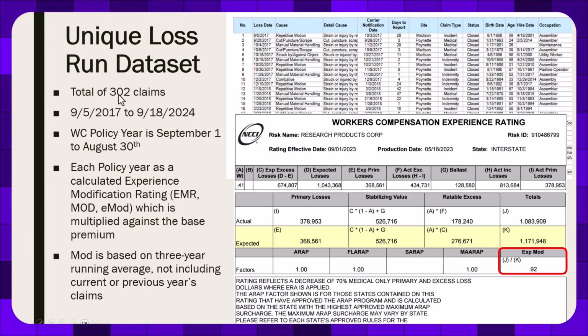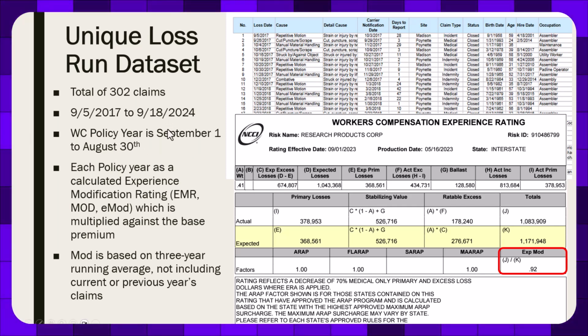This data set contains 302 claims running from September 5th of 2017 through September 18th of 2024. So is that 7 years, I believe? Yeah, I think. The work comp policy year is September 1st to August 30th. And so sometimes I do things both calendar and policy year. We'll probably just do everything policy year for this project. I may in my videos also do a calendar year because sometimes things are expressed from a calendar perspective. But I think for our work, we may as well just use policy year.